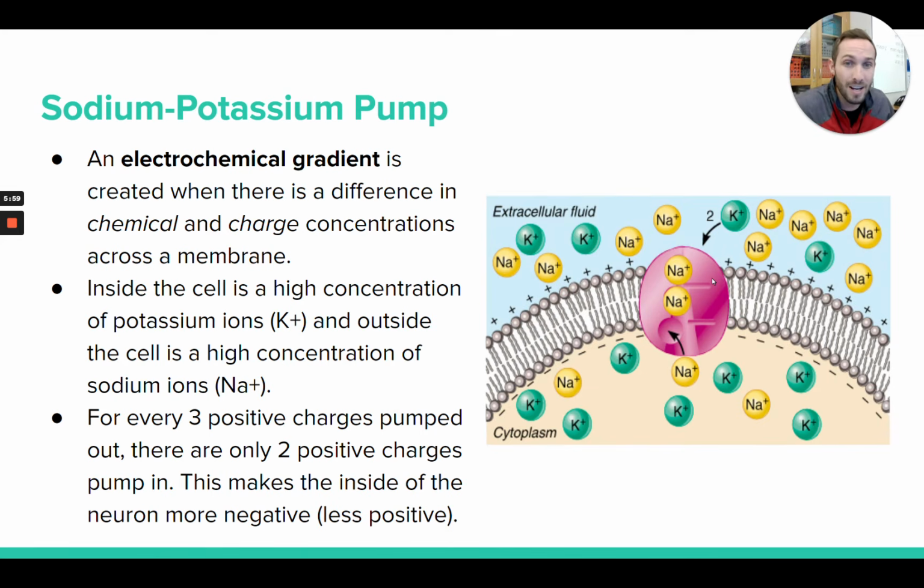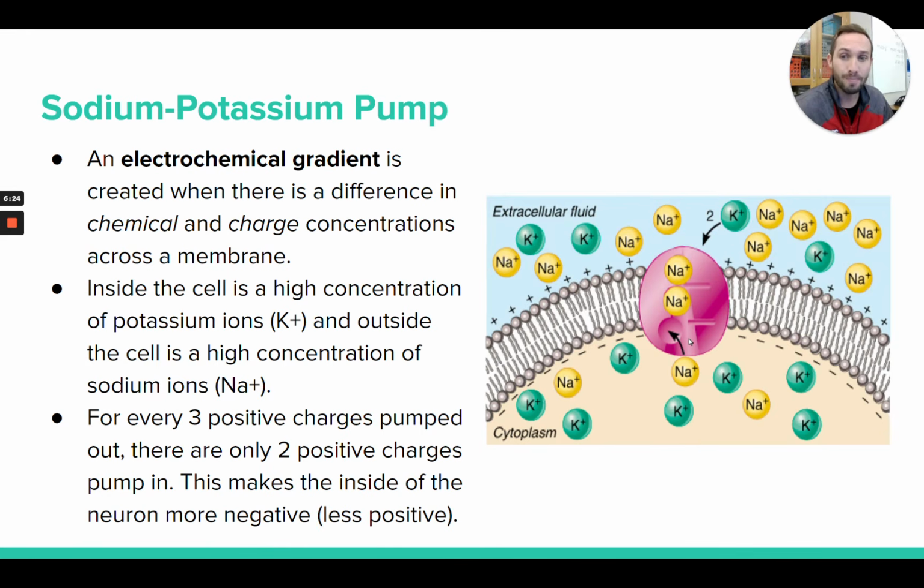So that's what we call a chemical gradient. But this also creates an electrical gradient. An electrical gradient is when there's a difference in charge across the membrane. So on one side of the membrane, there's a different overall charge than on the other side, which is going to make one side more positive and one side more negative because the electrical charge doesn't match. And so the sodium-potassium pump is creating not only a chemical gradient, but an electrical gradient.